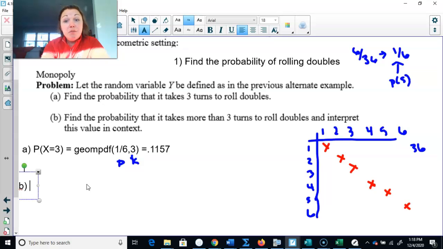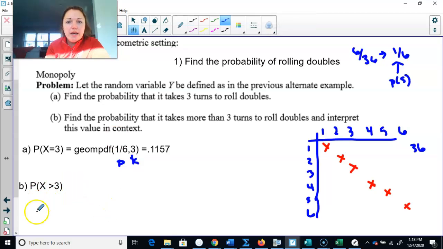Part B. Find the probability that it takes more than 3 turns to roll doubles and interpret this value in context. So X then is greater than 3. Okay. Anytime you have an inequality, again, write it out. Like I said, it takes more than 3. So we're not going to get it on the first roll. We're not going to get it on the second roll. We're not going to get it on the third roll, but we could get it on the 4th, the 5th, the 6th, and so on. What do we want? We want 4 or more. What do we not want? 3 or less than that.